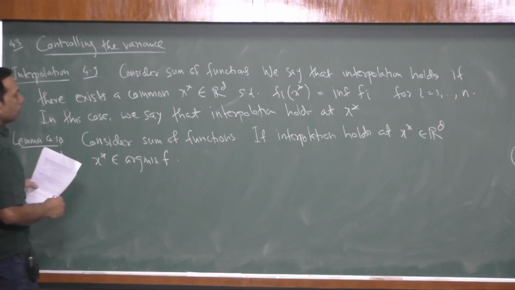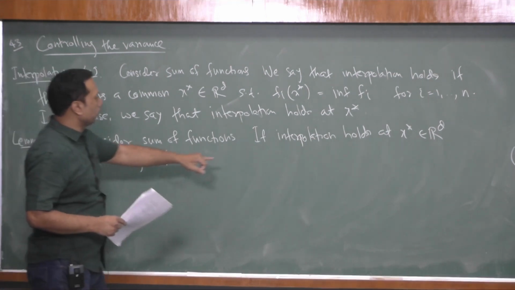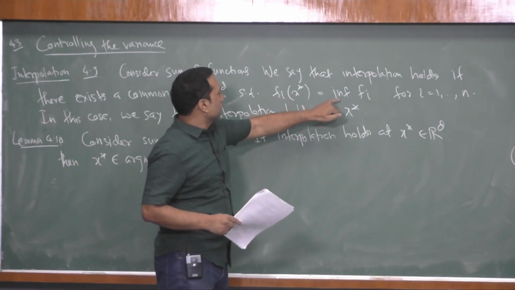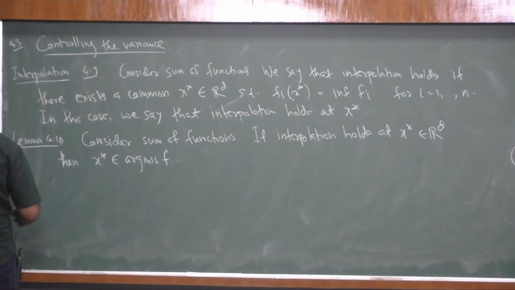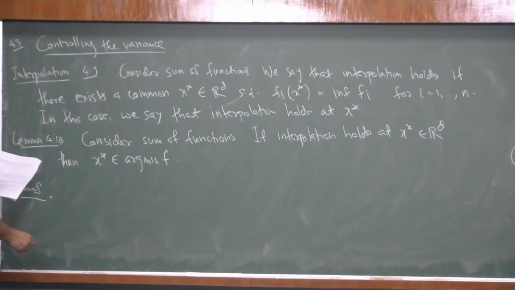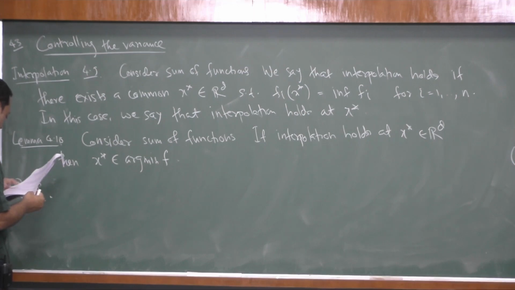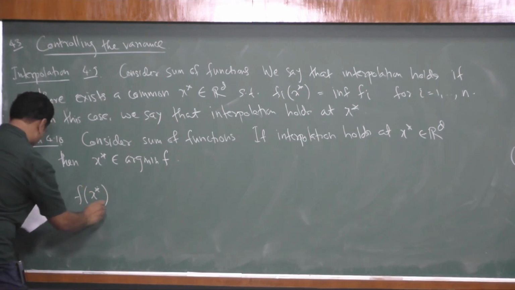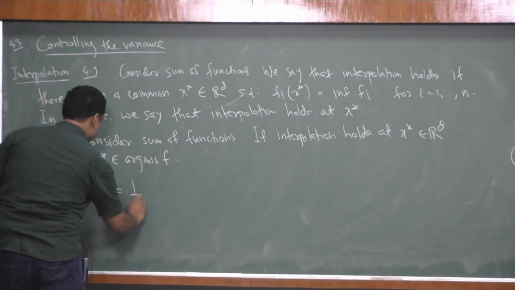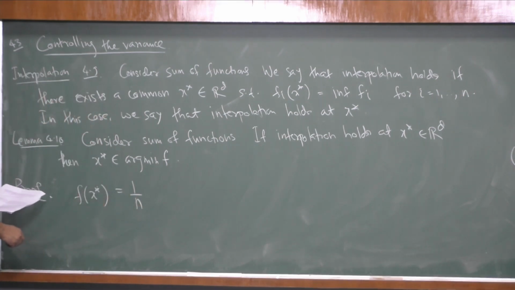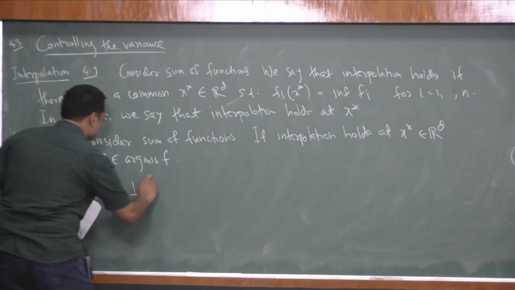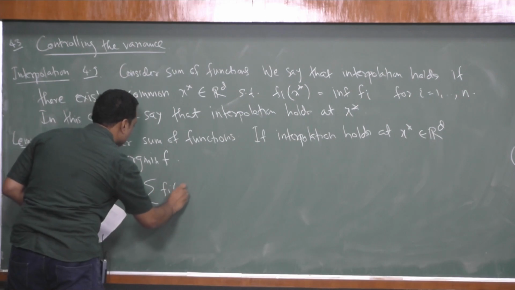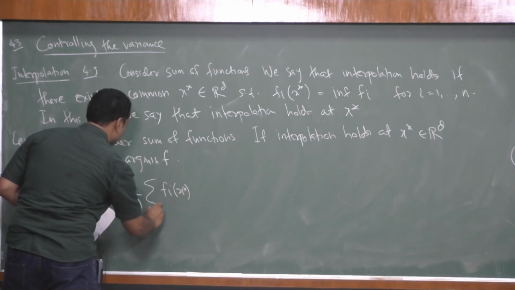So as I said, interpolation holds means for all F_i, x star is the minima of F_i. So, proof. Since the interpolation holds, I can write this directly. So what is F(x star)? This is 1 by n, because f is a sum of functions. So this is 1 by n, sum of F_i(x star), by definition, i equal 1 to n.